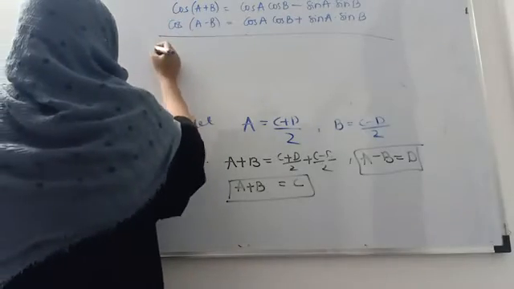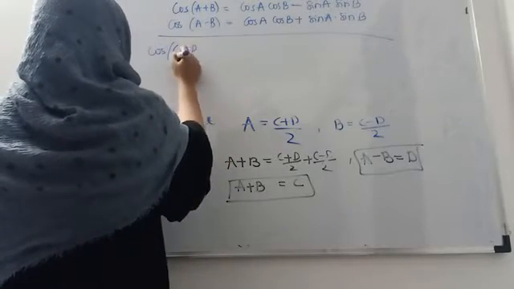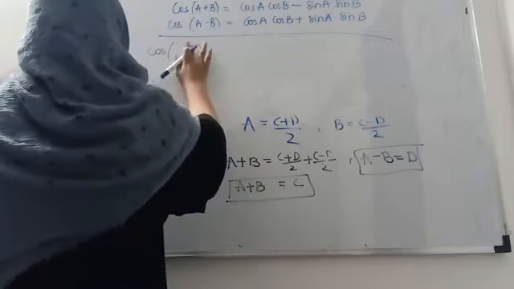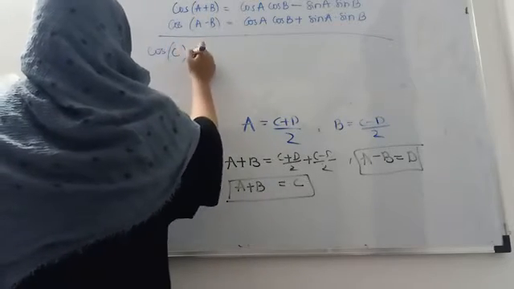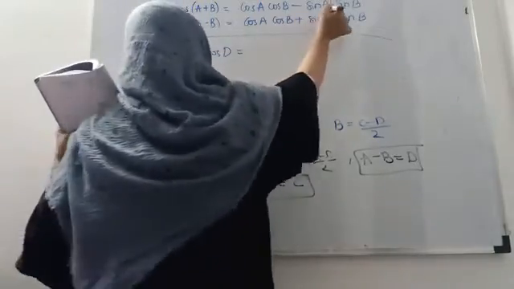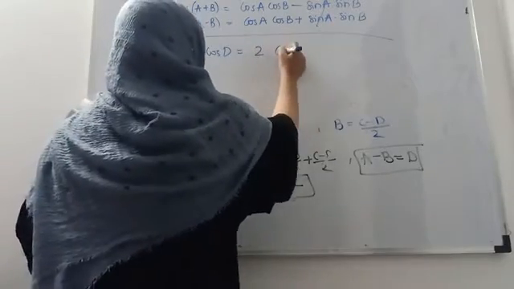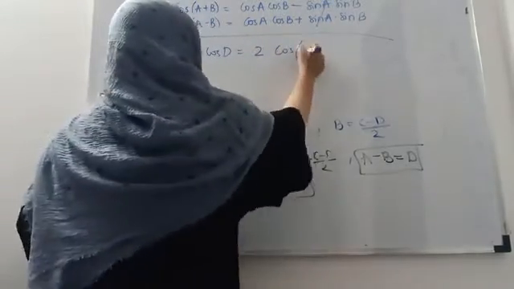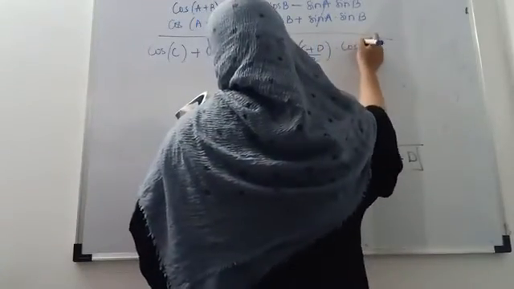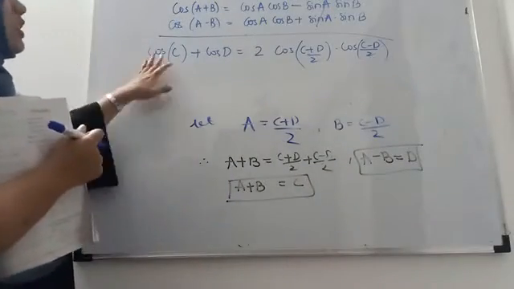So here we will get cos A plus B, which is cos C, and A minus B, which is cos D. Cos C plus cos D is equal to. If you add them, this term will get eliminated and you will be left with 2 times cos A. What is A? It is C plus D upon 2, into cos B, which is C minus D upon 2. Okay. So this is the third one.